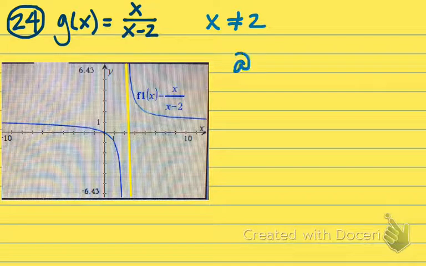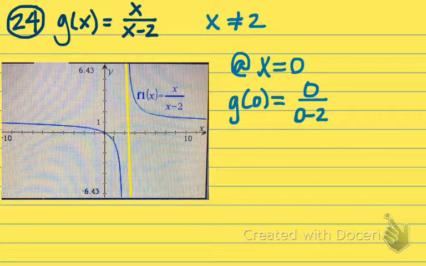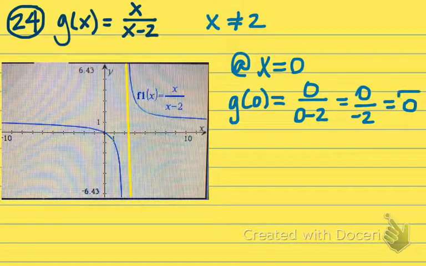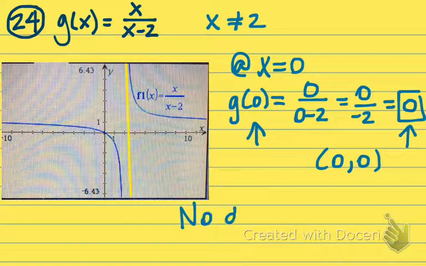So there's the discontinuity, which is accounted for, but the question specified that we're interested in what's happening at x equals 0, and at x equals 0 we have a defined point, which we can confirm analytically by plugging 0 into our function, which would give us 0 over 0 minus 2, which is 0 over negative 2, which is 0. So if my input is 0 and my output is 0, that means that the point (0, 0) is on the function. So with these directions, what we would say is that there is no discontinuity at x equals 0.